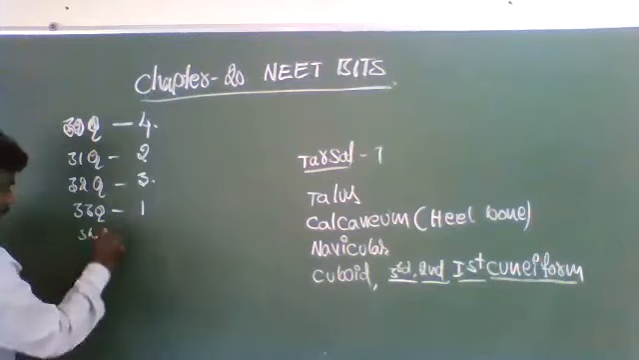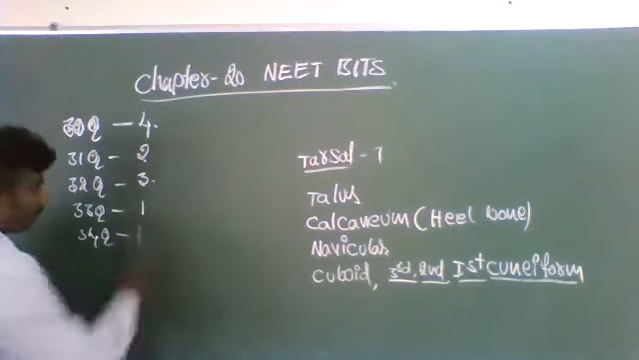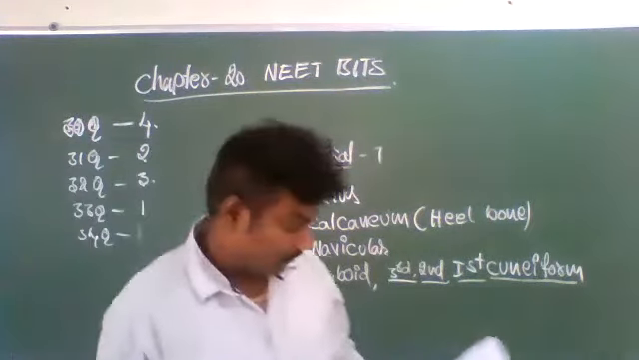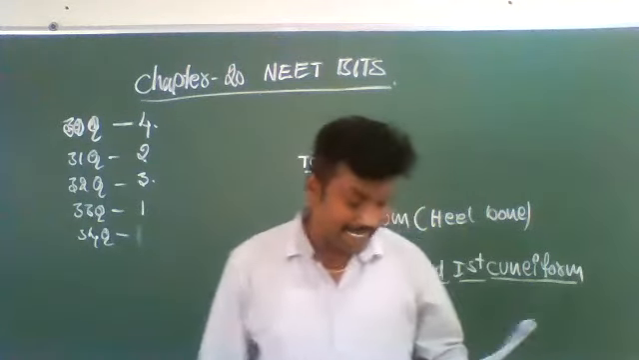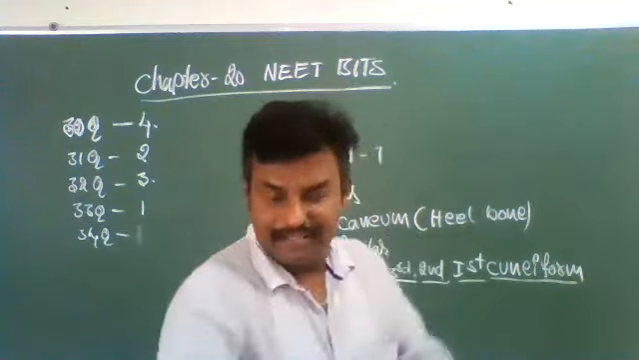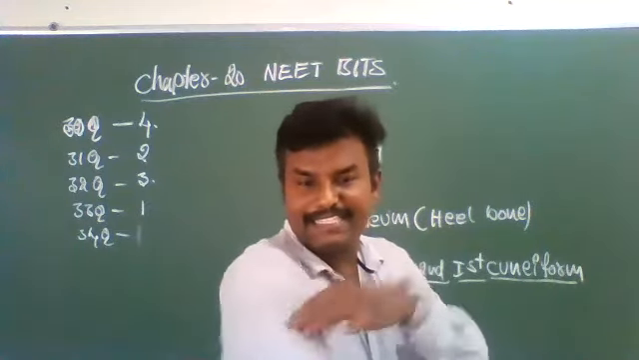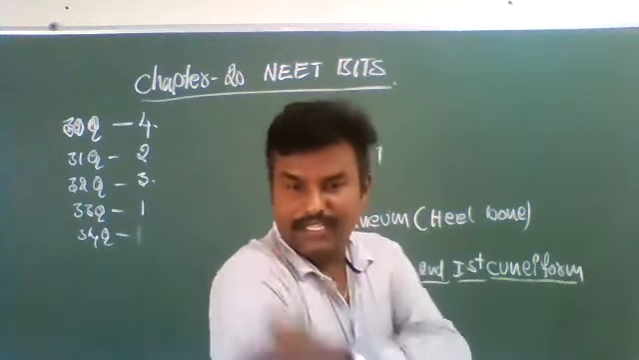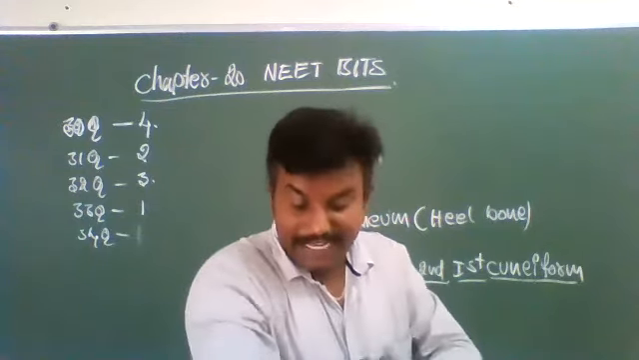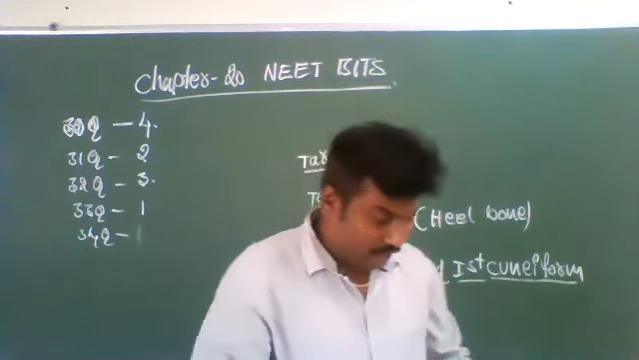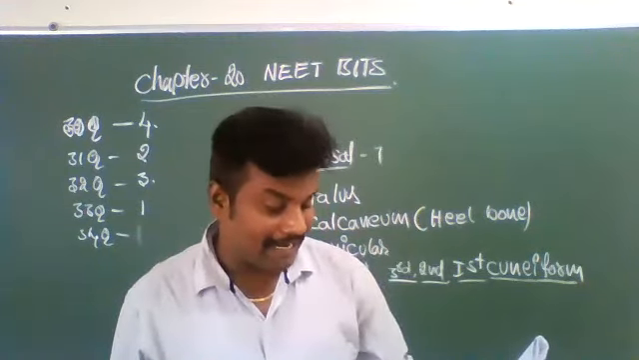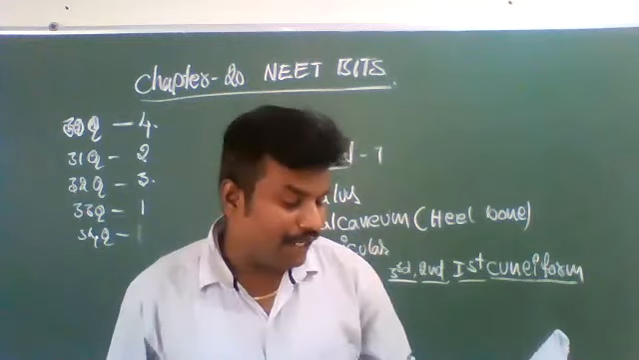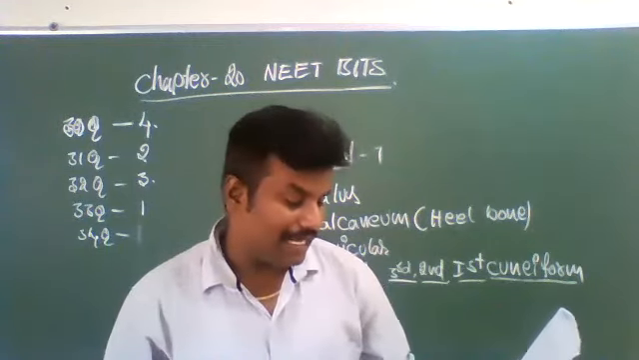34th question, you see. The joint present between radius and ulna. I said this is the humerus, here the radius and ulna. So the joint present between radius and ulna is option 1, gliding joint. Actually, gliding joint is called the ankle joint.